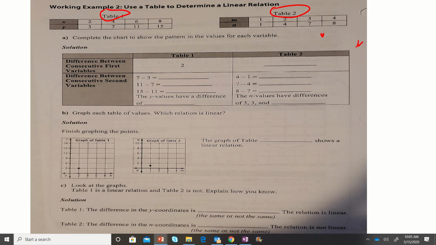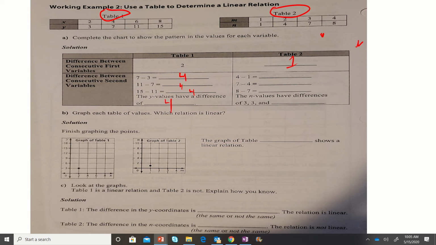The difference between consecutive first variables in the first table is 2. We go 2, 4, 6, 8. The second one, we go 1, 2, 3, 4, so we're going up 1. The second one shows it this way: 7 minus 3 is 4, 11 minus 7 is 4, and 15 minus 11 is 4. As we can see, it's 4.